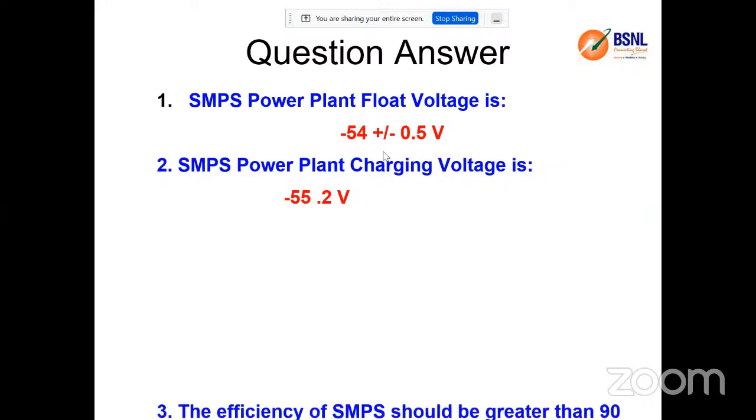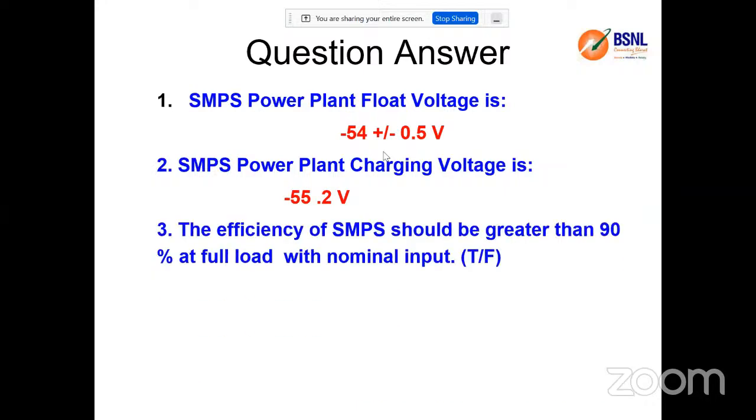So the efficiency of the SMPS should be greater than 90 at full load in the normal output. Normally, any equipment is designed to have its efficiency nearer to the maximum level, not exactly the maximum level. So is it true or false? True. True, of course. That's why I said it is in general for any manufacturing equipment, which will have its efficiency nearer to the maximum, not exactly at the maximum.